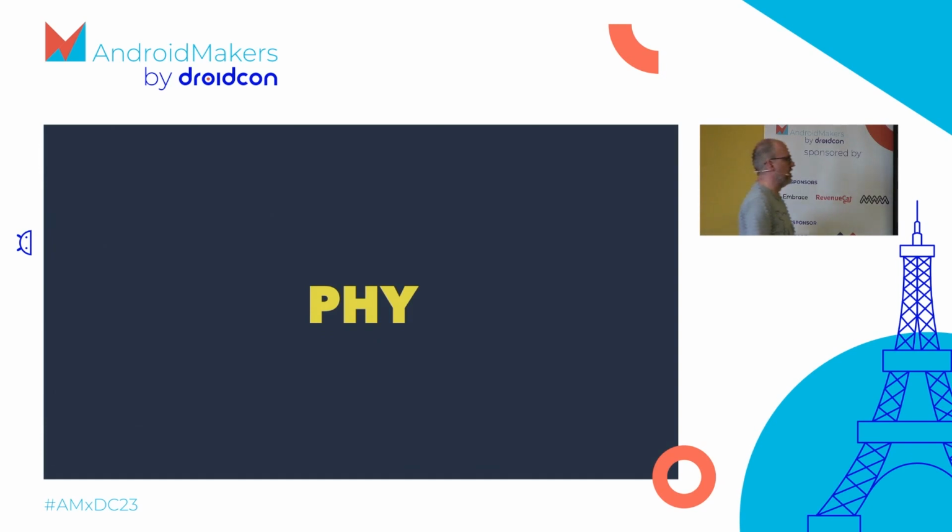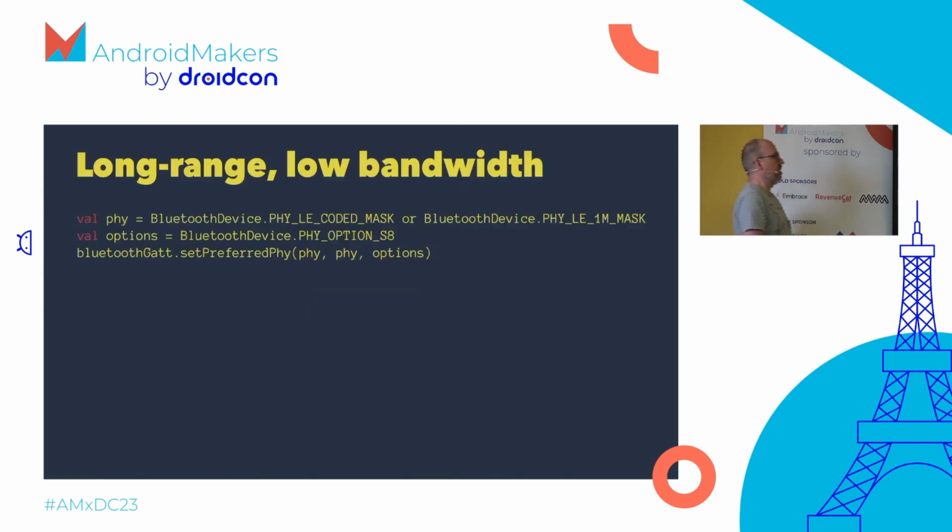So another way to do faster operations is using the PHY options, which were introduced in Bluetooth 5, so that only works on Android 8 and later, and if your device supports Bluetooth 5. You have two options, basically. You can get long range and very low bandwidth.